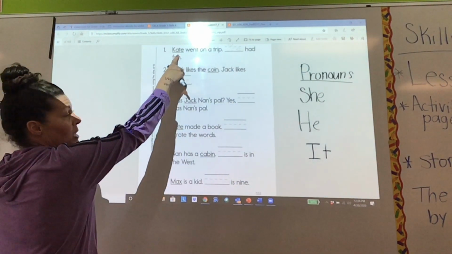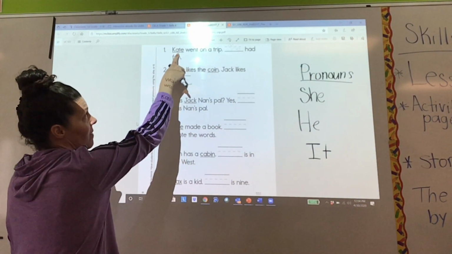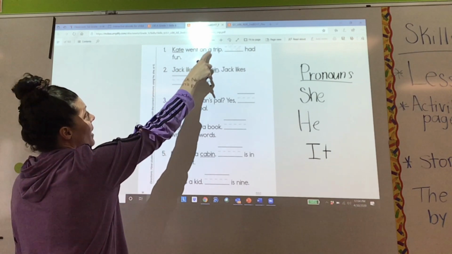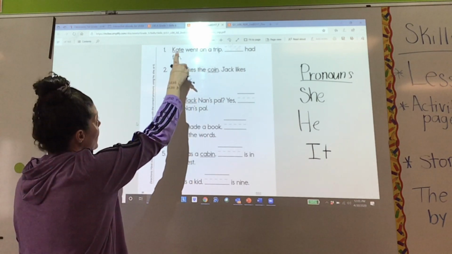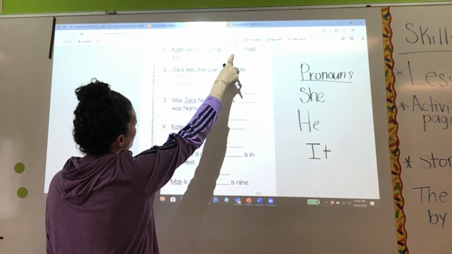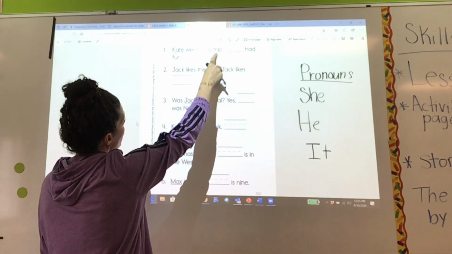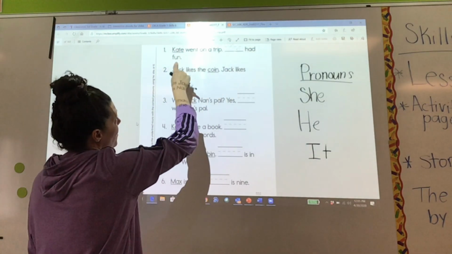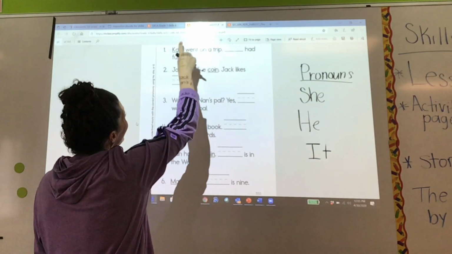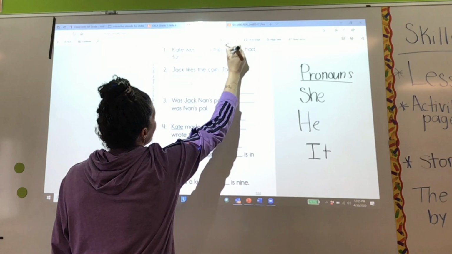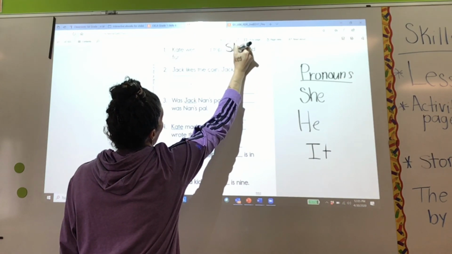Uh-oh. Kate is my noun. This time I'm marking my noun. Kate went on a trip. This is a person. I'll replace my pronoun to cover Kate. Kate went on a trip. Blank had fun. She stands for Kate. She had fun.